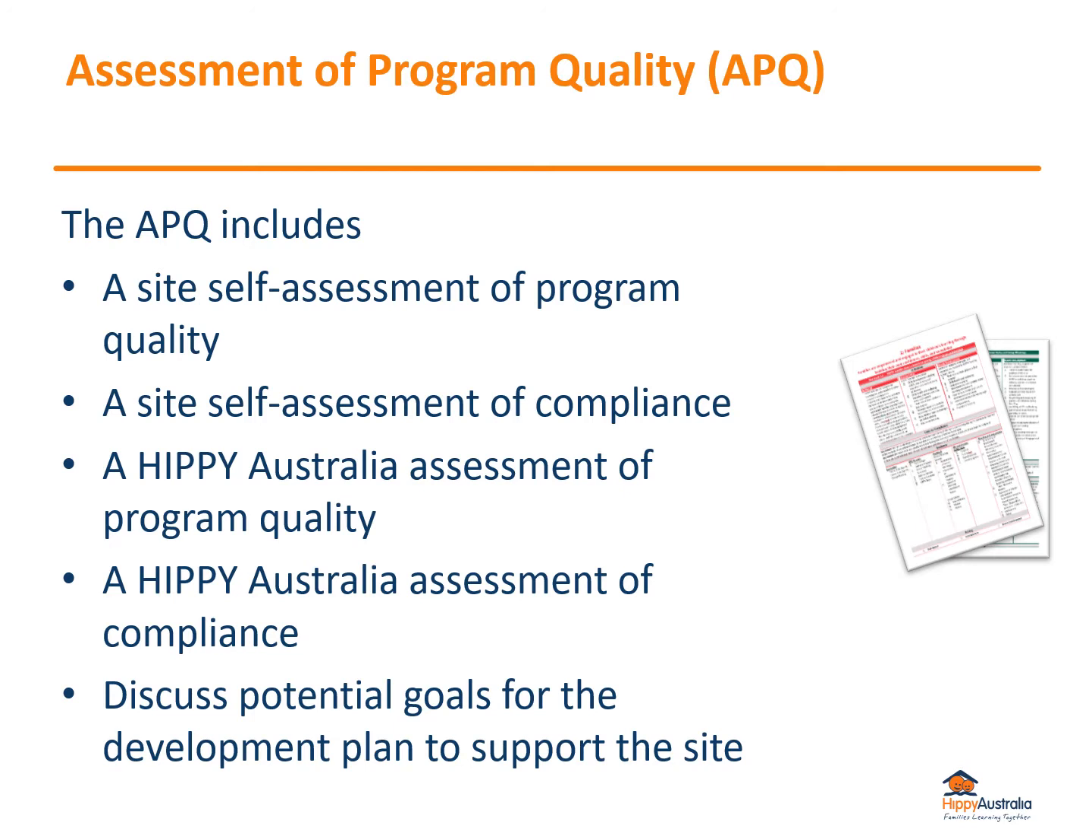As part of both the self-assessment and the HIPI Australia assessment, the site and the assessor will rate the site against each standard using a 3-point rating scale: model practice, extending practice, and developing practice. We'll discuss the ratings in the next slide. At the end of the APQ, the site and the assessor will discuss potential goals that the site and the consultant can add to the development plan to support the site.